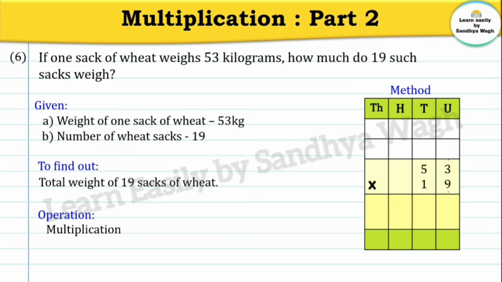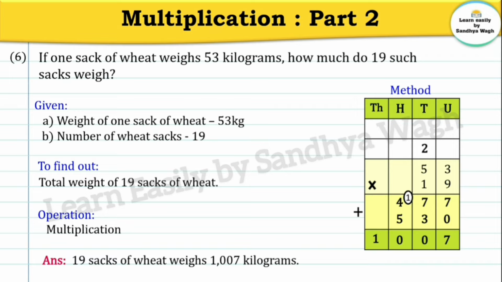9 3s are 27. Now 9 5s are 45, 45 plus 2, 46, 47. Let's write 0 over here in the units place. Now 1 3s are 3, 1 5s are 5. Let's add these numbers. 7 plus 0, 7, 7 plus 3, 10. So we will write 0 in the tens place and 1 will go as a carry over. Now 4 plus 5, 9, 9 plus 1, 10. Final answer is 19 sacks of wheat weigh 1007 kilograms.